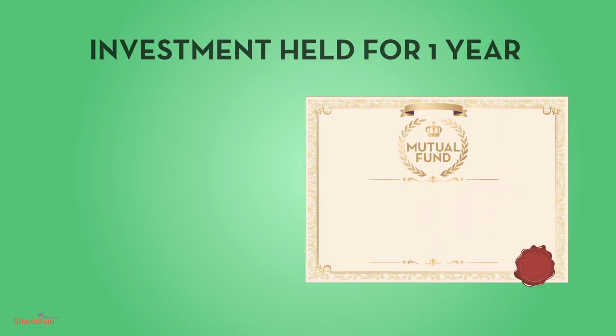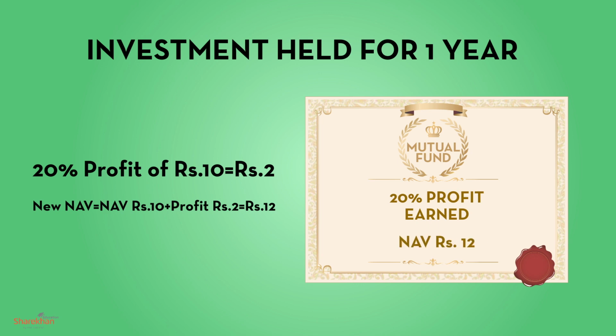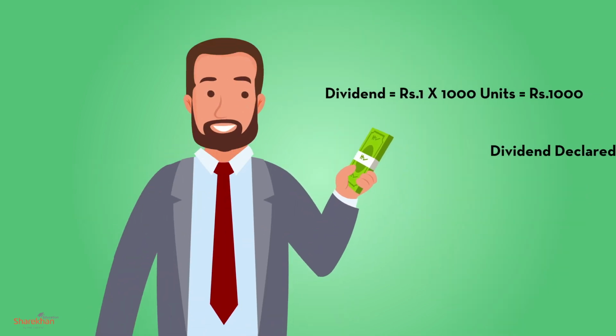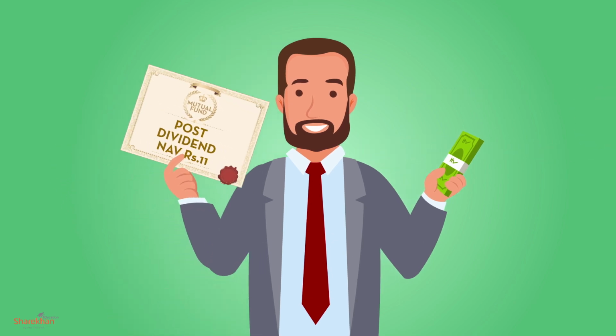Come, let's do some math and figure it out all together. Say you invest 10,000 rupees in a fund with an NAV of 10 rupees per unit. This means you're holding exactly 1,000 units at the start of your investment. Let's imagine that after a year, your fund earns 20% profit. This would bring your NAV up to 12 rupees per unit. If after this, your fund declares a dividend of 1 rupee per unit, two things will happen. First, you become entitled to a total of 1,000 rupees as a dividend payout. And second, your NAV falls to 11 rupees per unit, which then becomes your post-dividend NAV.